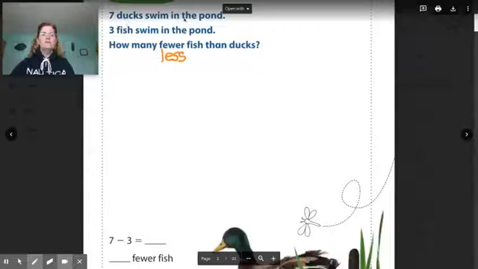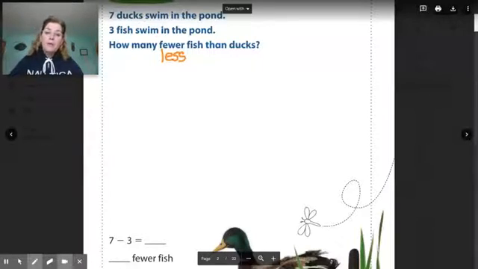7 ducks swim in the pond. 3 fish swim in the pond. How many fewer, how many less fish than ducks? So let's think about what the problem is about before we start even looking. We've got to understand what our problem is about.